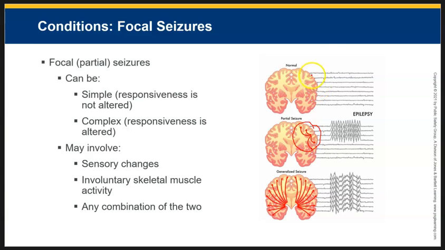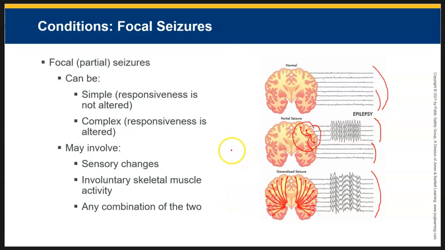brain. Here we see an ECG for normal brain activity and the electrical function that's there. In an epileptic seizure that's focused on one part of the brain, we'll have an increase in electrical activity, while the other part of the brain matches the normal pattern that we see up above. In a generalized seizure, we see that increase in electrical activity in all parts of the brain.